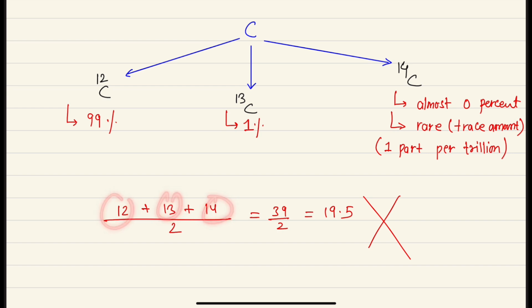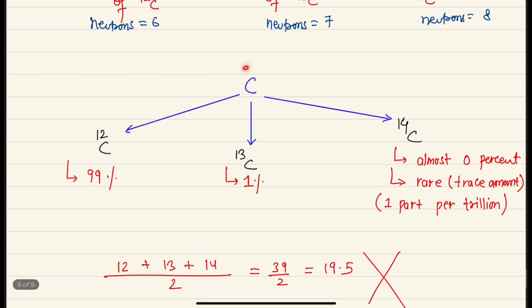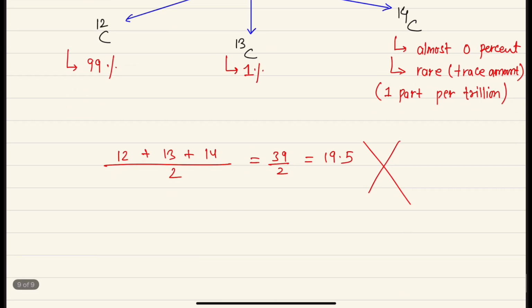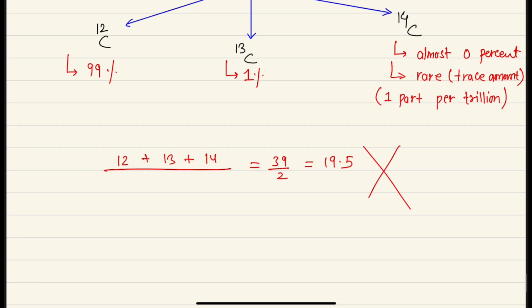Why we cannot do like this? Because here the carbon percentage is not the same. This carbon is 99%, this carbon is 1%, this carbon is 0%. So we cannot add simply like this and take the average by 3. Sorry, it is by 3, okay? So if you add 12 plus 13 plus 14 and divide by 3, you will get 13.